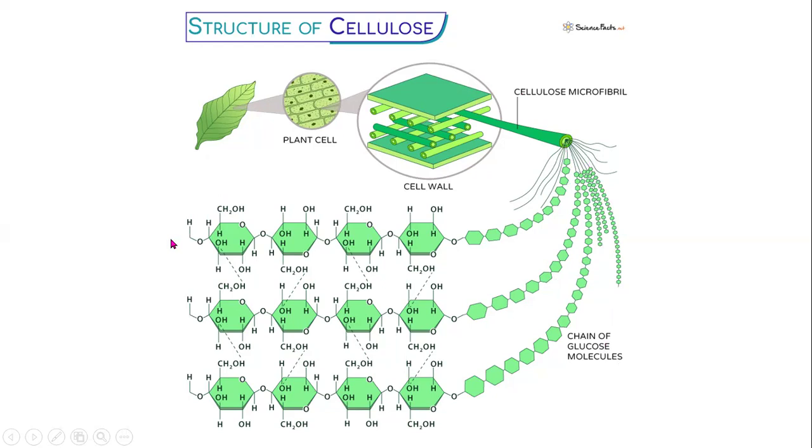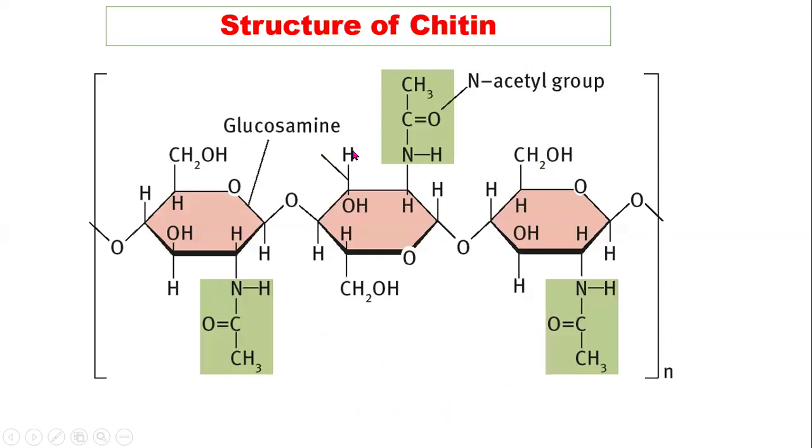Now this is typically how the structure looks, and you remember the linkage is what? Beta 1,4 linkage. Don't forget about that. Now, this is a typical structure of chitin, which is found in the exoskeleton of insects and crustaceans. It has these glucose residues, and if you look at it, this is an amino sugar, glucosamine, right? And you have N-acetyl groups there. So this is typically what the structure of chitin looks like.